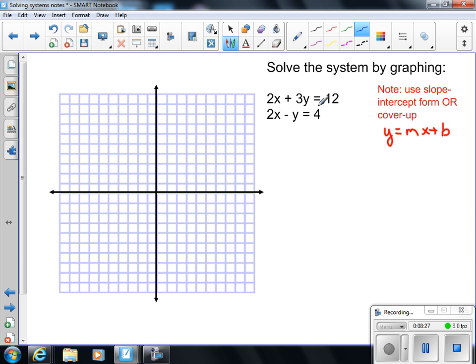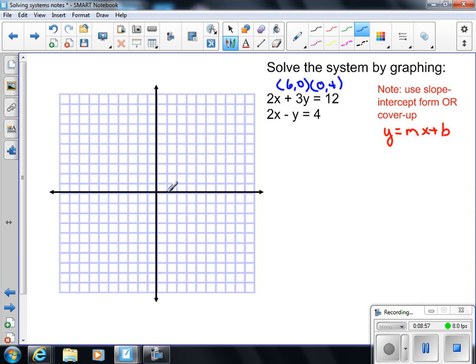Let's graph these. Now, do you want to use the cover-up method, or do you want to use y equals mx plus b? Okay, try cover-up for this one. All right, let's get your x-intercept. Cover up the y. So divide both sides by 2, and you get 6. So that would be 6, 0 for one ordered pair. Now for the y-intercept, cover up x, and what do you get? So it would be 0, 4.